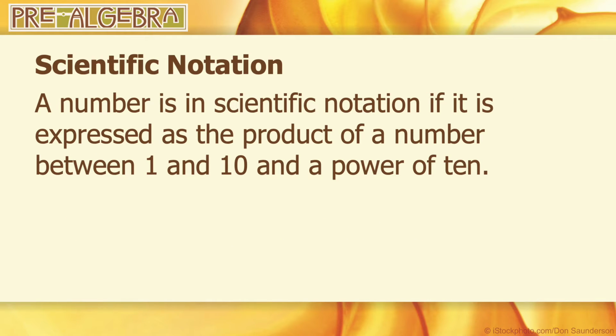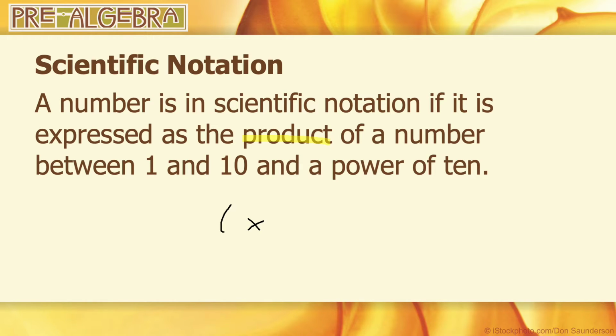So scientific notation is when we express a number as a product, and I'm going to highlight this word for a moment, as a product of a number between 1 and 10 and a power of 10. So let's think about what this would look like. Okay, a product means I'm going to see a multiplication sign. So I'm going to go ahead and write my multiplication sign. And then what is a number between 1 and 10?